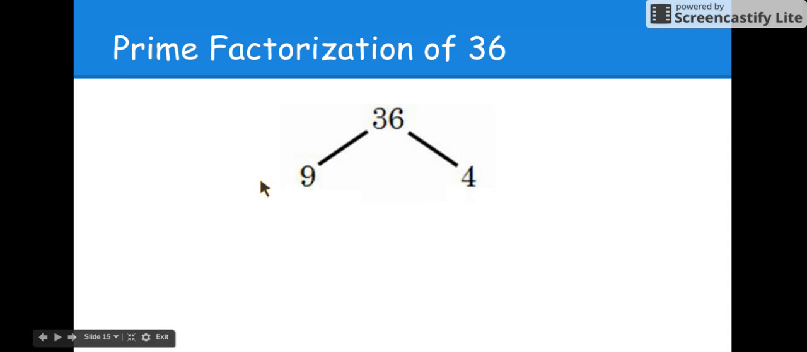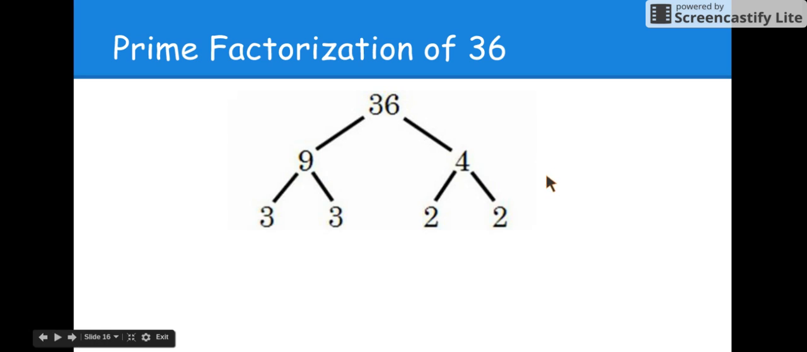Now let's find the prime factorization of 36. First, we can think, what's a factor pair for 36? Well, 9 times 4 can be multiplied together to make 36. Now let's look at 9 and 4. What times what is 9? Well, 3 times 3 is 9. And what is a factor pair of 4? 2 times 2. So we've got 3 and 3 and 2 and 2. All of these numbers are prime, so we know we can't break them apart anymore.